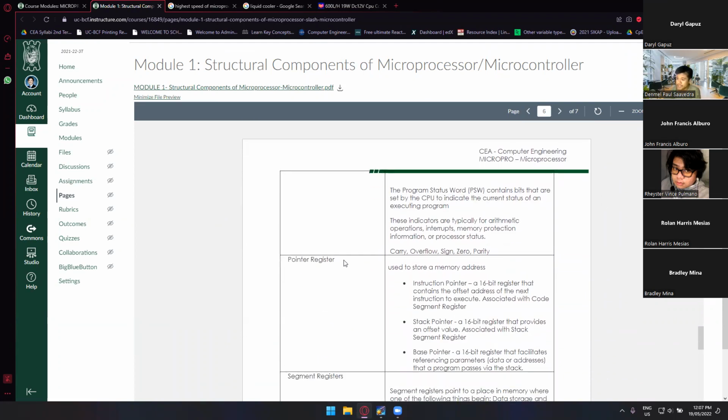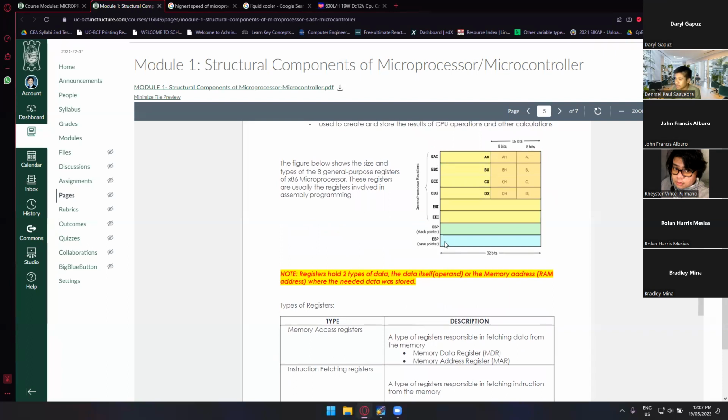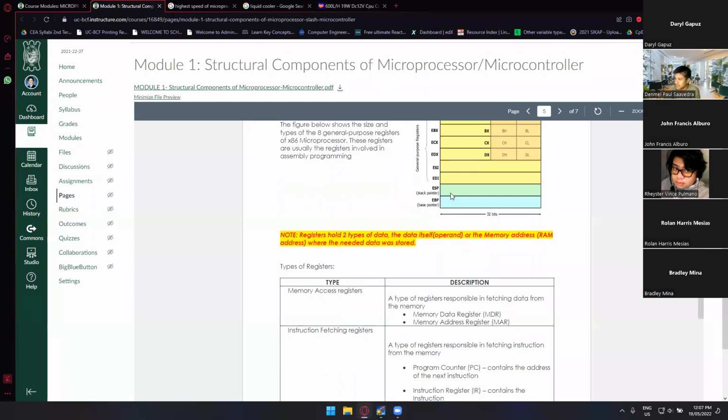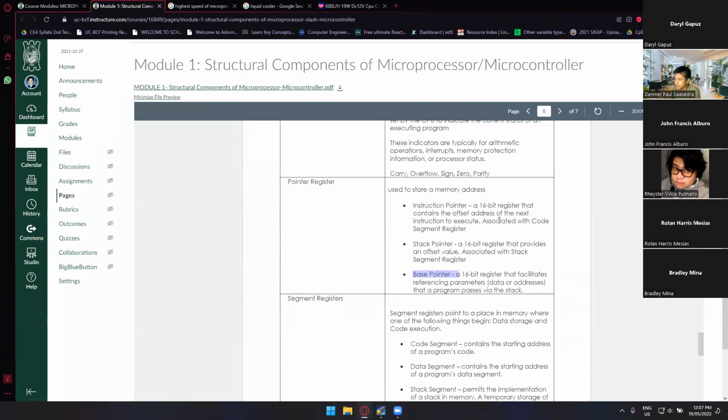The next one is the pointer register. So this one is used to store a memory address. So all of them are actually 16-bit. The instruction pointer, stack pointer, and then the base pointer. So you guys will be able to see it right here. The base pointer, stack pointer, and then the instruction pointer may be around right here. Okay. So all of them are 16-bit registers.